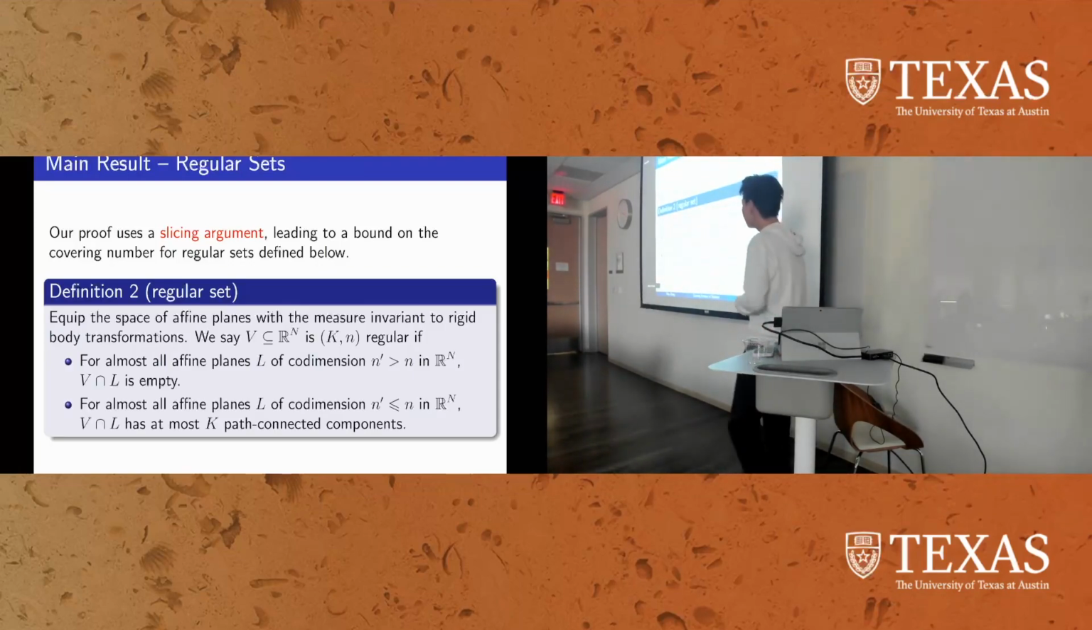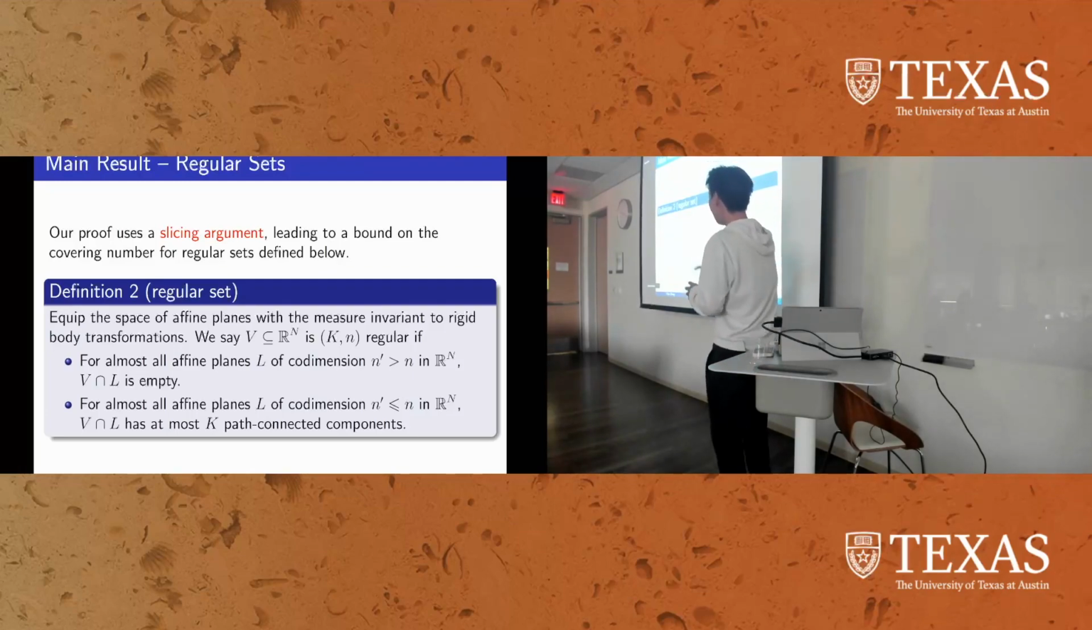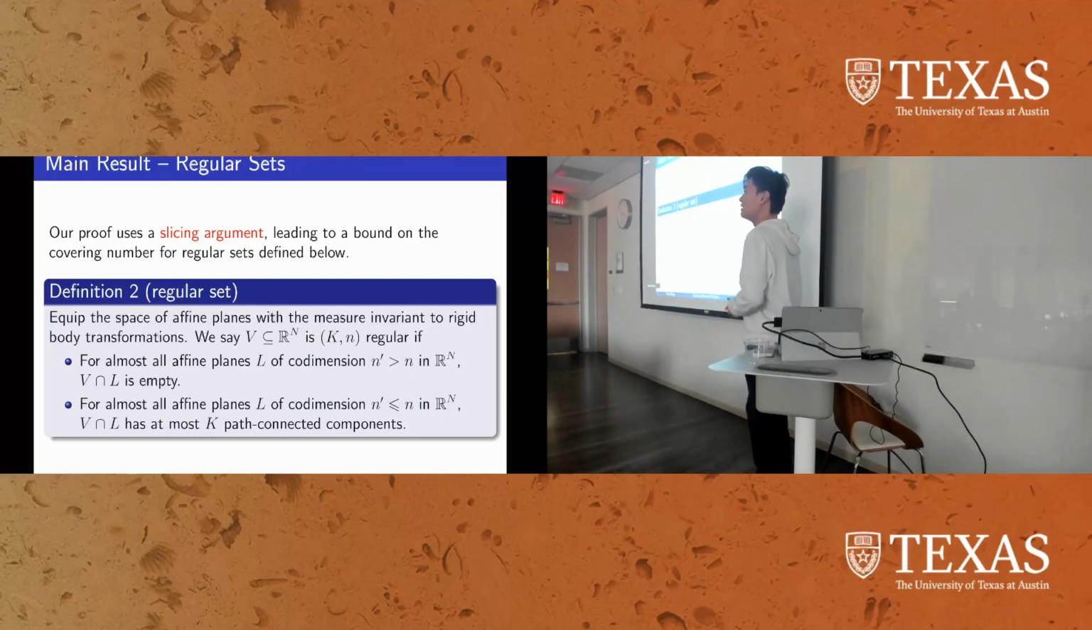Now, if you intersect your set V with a high-dimensional vector space L, in the sense that the codimension is less than or equal to n, then you may have some intersection, but I require that the intersection is somewhat regular, in the sense that it has at most k path-connected components. So this basically is here to rule out sets like the crazy sine curve that crosses the x-axis infinitely many times, so that you may almost fill a higher-dimensional volume.